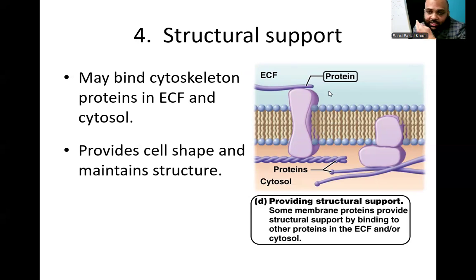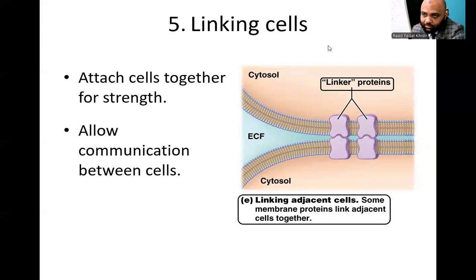Transmembrane proteins in the cell membrane are important for structural support. They may bind cytoskeleton proteins in the extracellular fluid and the cytosol. They provide the cell shape and maintain the structure. So some membrane proteins provide structural support by binding to other proteins in the extracellular fluid. Linking the cells, you see, this is what I was talking about, linker cells.